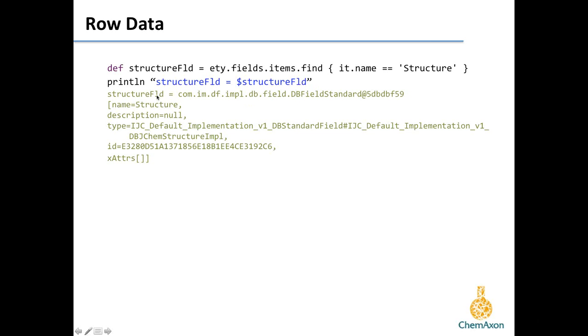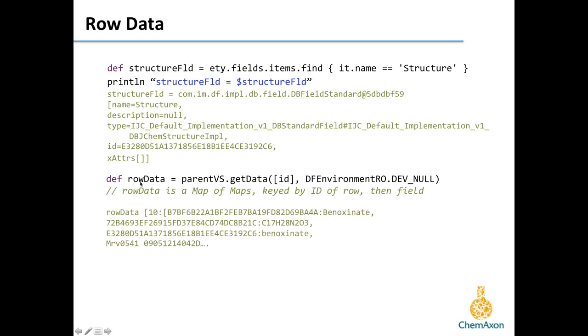And what we get here is basically an array of properties for this particular field. Again, name is structure. That's how we called it. You could also do this on the ID, but obviously that's a little bit more complicated. The name is often a way to go. And if you see, for this particular one, the type here is an IJC implementation of a standard database field. So DB JChem structure implementation, which is not terribly important, but it helps in troubleshooting.